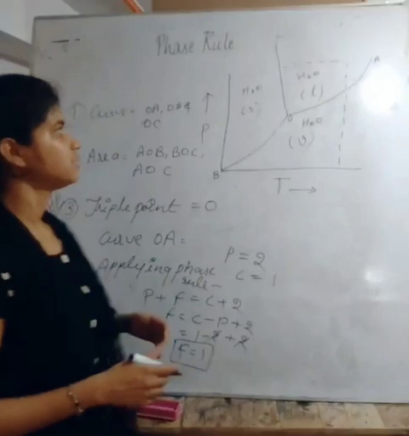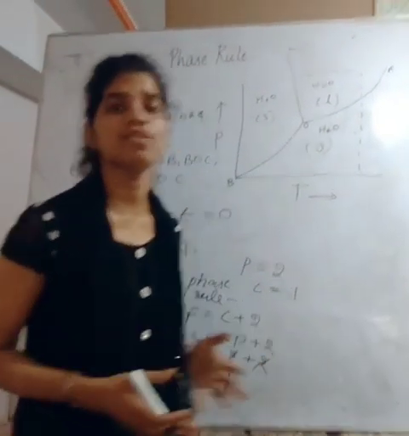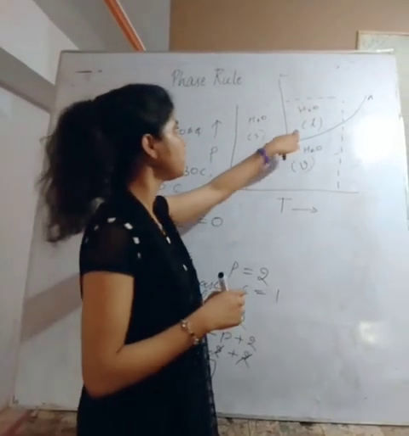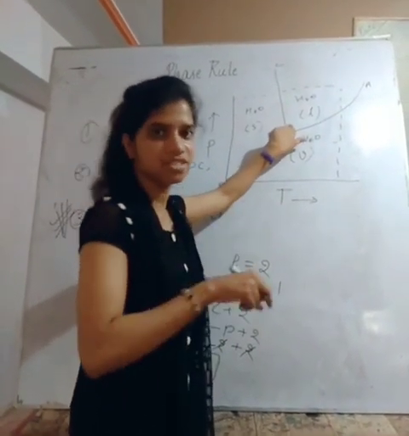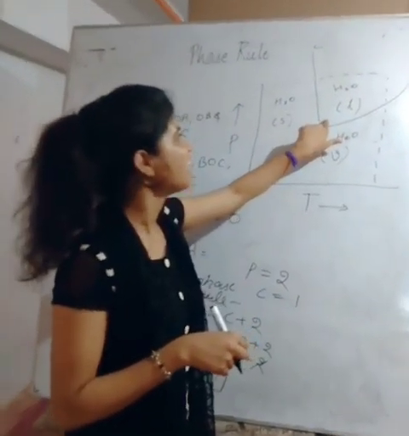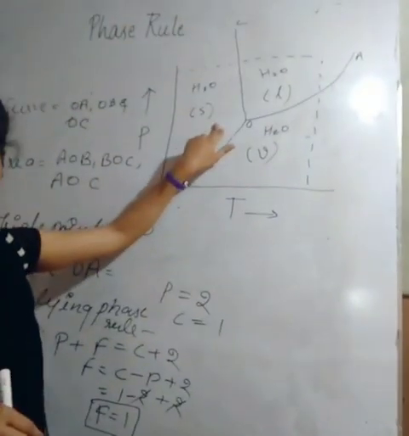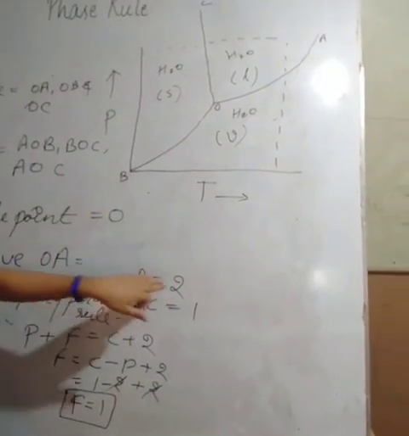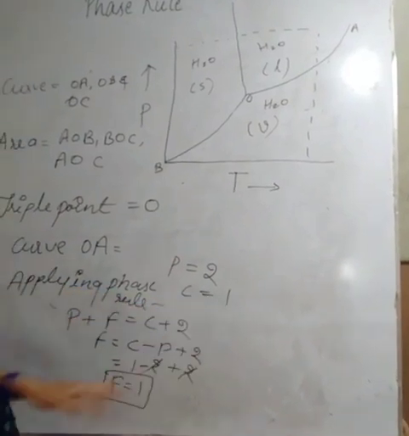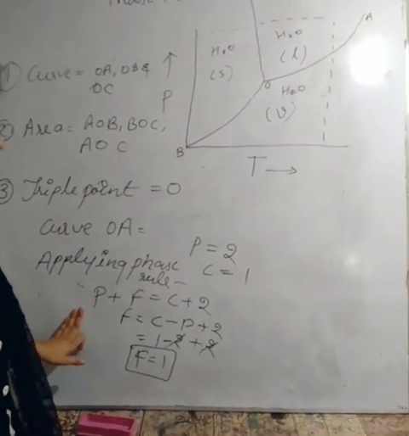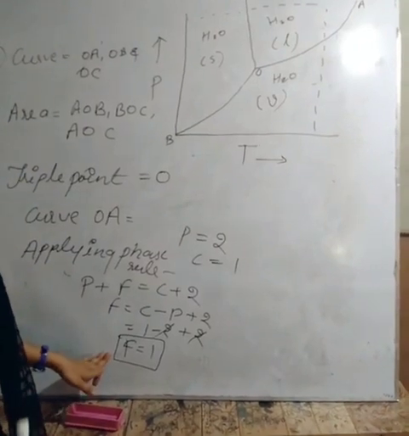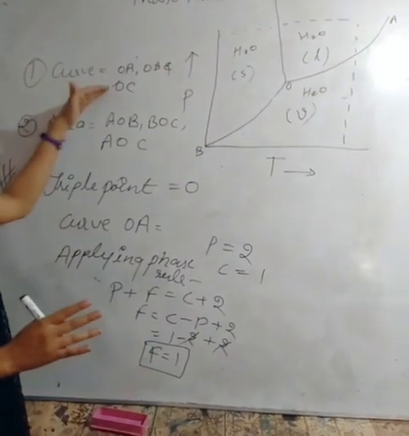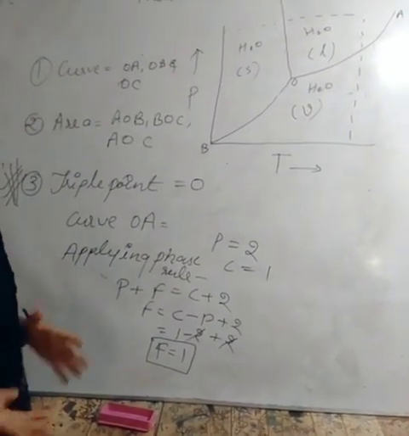Moving to the next, that is the OC curve. In this curve we observe that the liquid and solid phases merge with one another, and it is also the melting point curve. Here we apply the phase rule where P equals 2 and C equals 1. By applying the phase rule, we again get the same result, that F, or the degree of freedom, becomes equal to 1. Got it? So this is all about the curves, that is, how to calculate the degree of freedom of the curve.